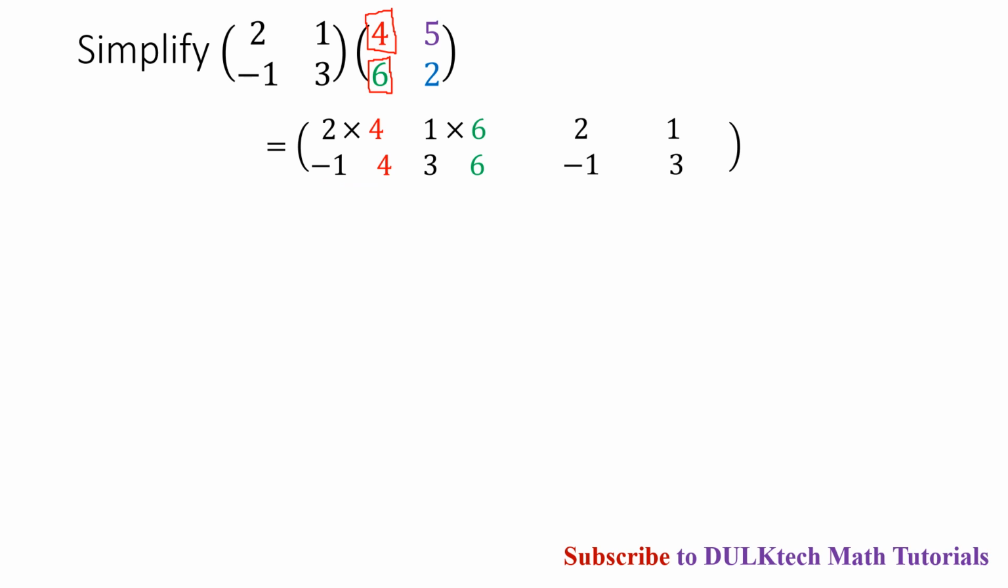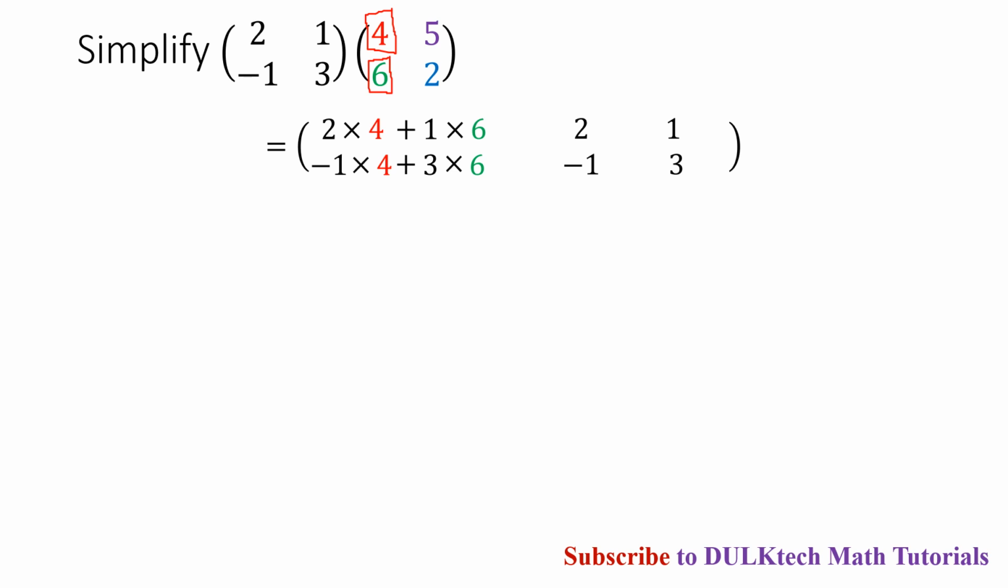Okay, I'm going to multiply these 2, 1 and 6. I'll also multiply these 2, minus 1 and 4. Likewise, I also multiply this 3 by 6 like this. Then from there, I am now adding the products in each row, like this.